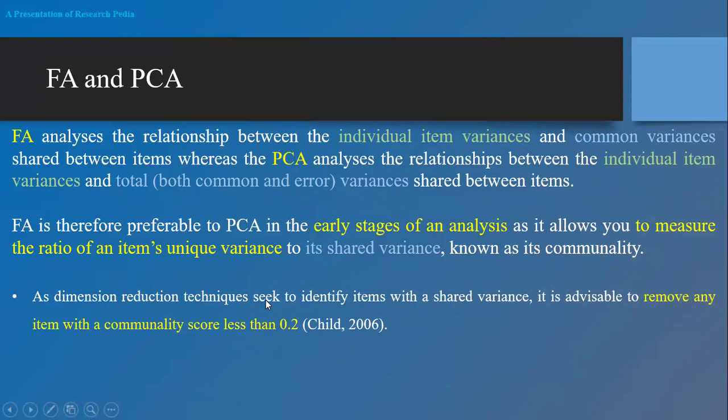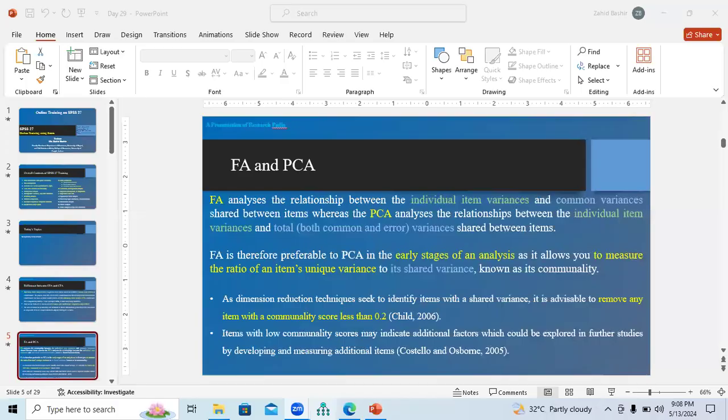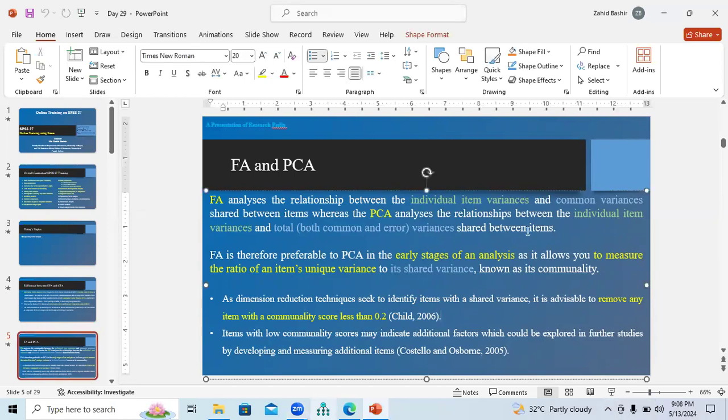As a dimension reduction technique seeks to identify items with a shared variance, it is advisable to remove any item with a communality score less than 0.2, according to Child 2006. This is some reference that we are going to use with this process. When we start the EFA process directly in SPSS, you will understand these guidelines and these procedures, because these are the procedures which are required whenever you need to run an EFA. So let me explain this from here.